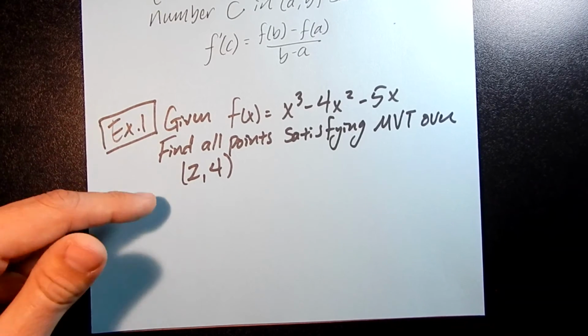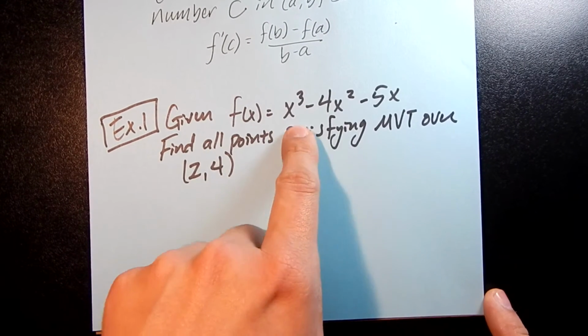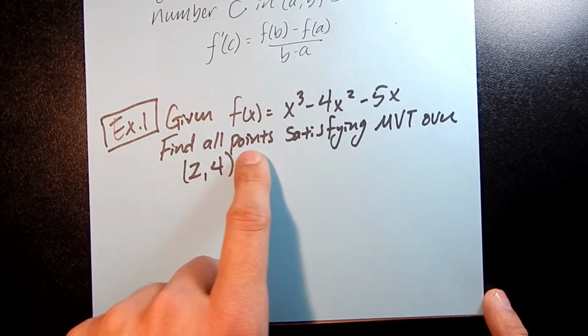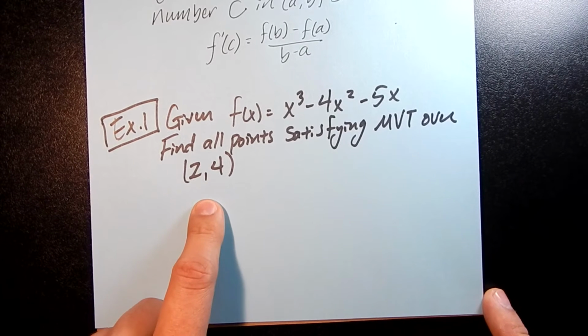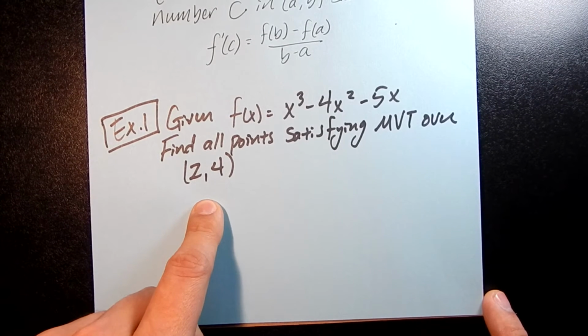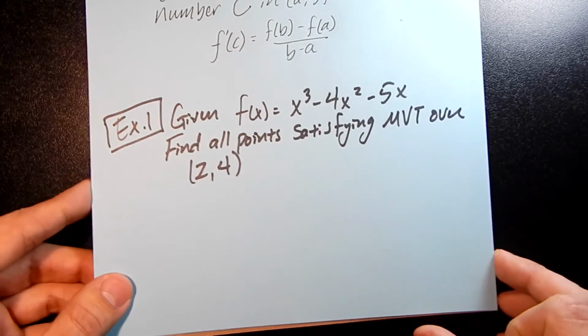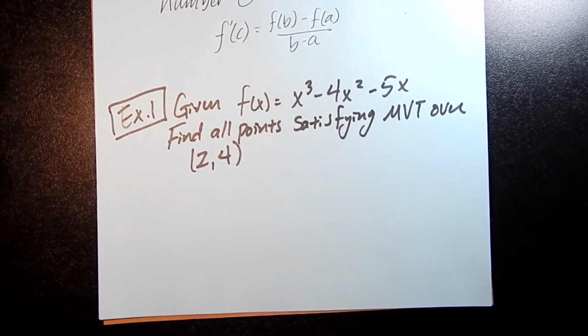So one of the first things I like to do with a problem like this, okay, so let's start with this. So we've got our function x cubed minus 4x squared minus 5x, and we want to find all the points satisfying the mean value theorem over the interval 2 to 4. Okay, so what I like to do first, and I'm sure I'm going to have to expand onto another sheet of paper here because I didn't give myself a lot of room, is just find the average.